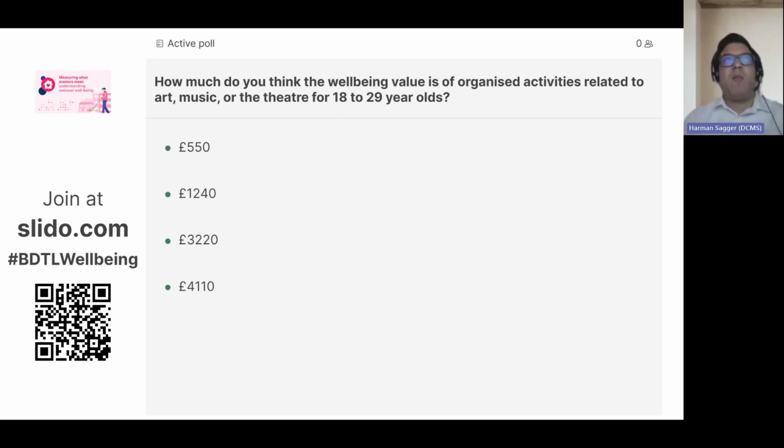The question is, how much do you think the well-being value is for organised activities related to art, music and theatre for 18 to 16-year-olds? We've got a few options on how much we think that value will be worth once we've done the valuation. I think it's a multiple choice question for this.